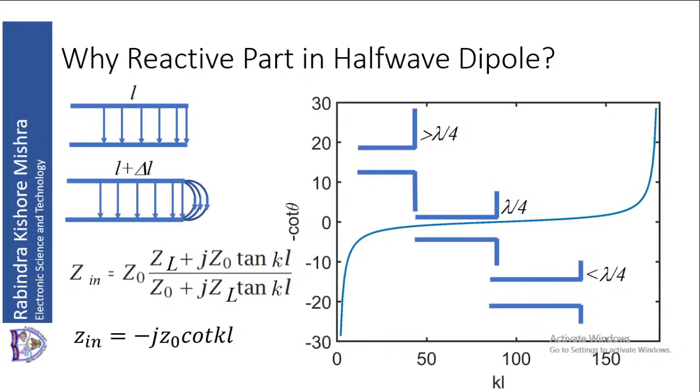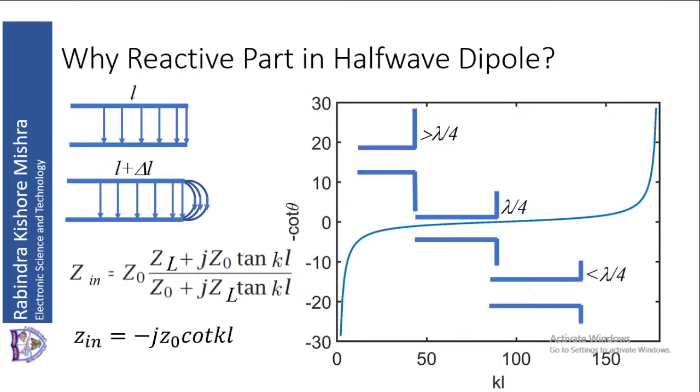So if we have chosen L to be exactly lambda by 4, because of the extension by an amount delta L due to the fringing field, the length now becomes slightly greater than lambda by 4. Since the length becomes slightly greater than lambda by 4, it is inductive. There is an inductive part due to this fringing field, so an inductive part comes into the input impedance. So it is not a resonating antenna.